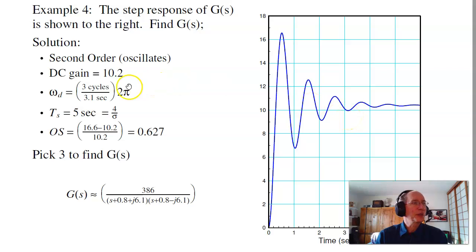Tells me that the frequency of oscillation, or complex part, is 6.1. The settling time is about 5 seconds, ballpark. So the real part of the pole is 4 over 5. Putting that together, I've got a pole at 4/5, 0.8, complex parts J6.1 from omega d, and the numerator is a fudge factor, whatever it takes to make the DC gain 10.2.